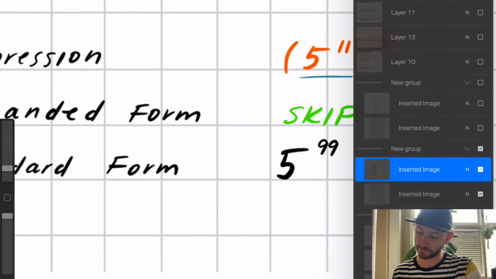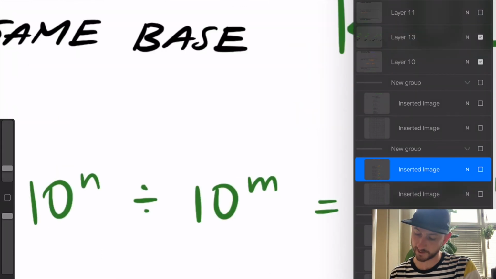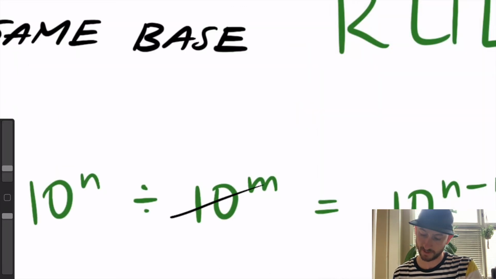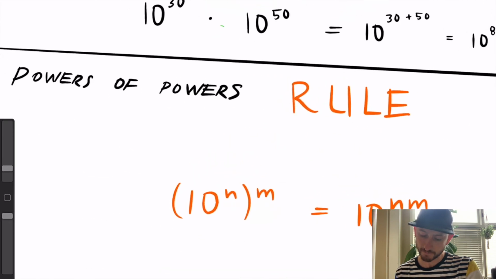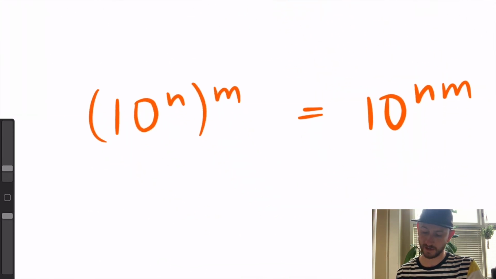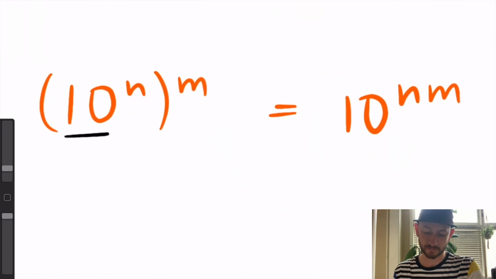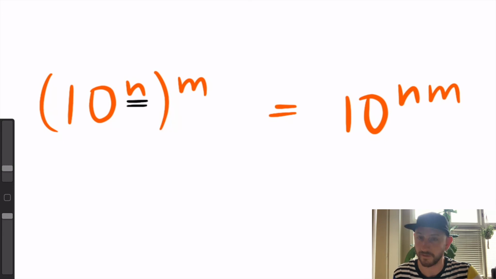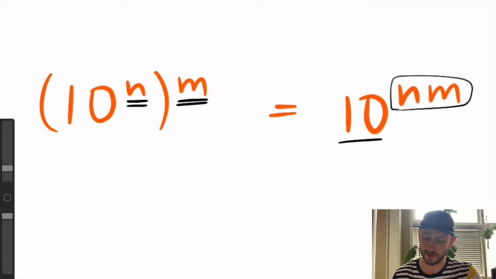To see that rule written out, I've got an example here to look at. Powers of powers rule. 10, this number could be anything. Any base would work, but we just use 10 as an example. Any number raised to the power of anything, we're calling it n, raised to the power of anything else, we're calling that m, would be the same as 10 raised to the power of those two numbers multiplied together.